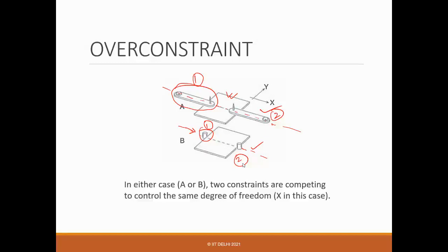Over constraint means more than what is required. So one is enough, but you put two, or sometimes you can even put three or four. So there will be many over constraints. So what it's saying is, in either case, two constraints are competing to control the same degree of freedom, and that is the case. And that's why it's called over constraint.